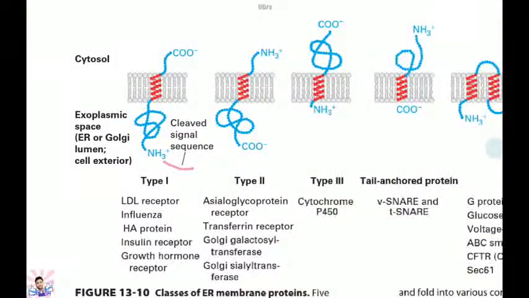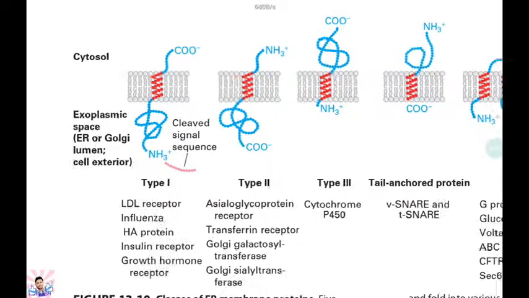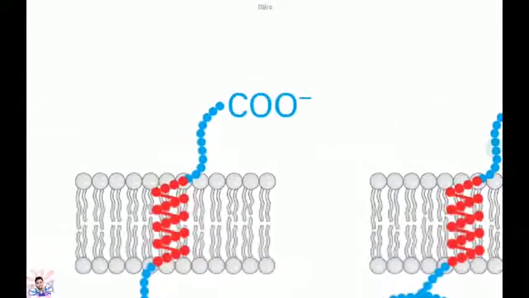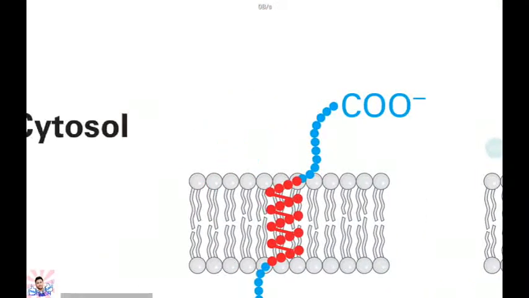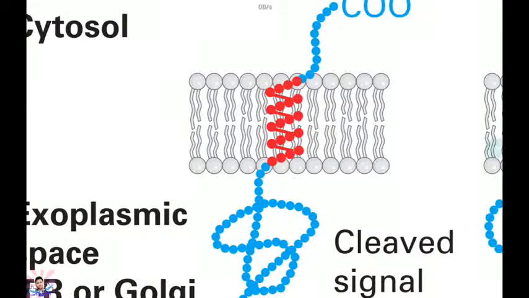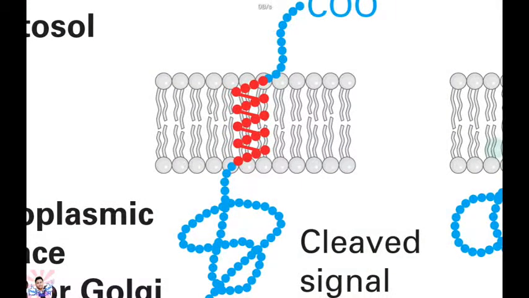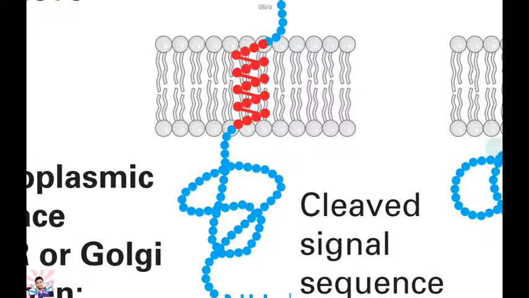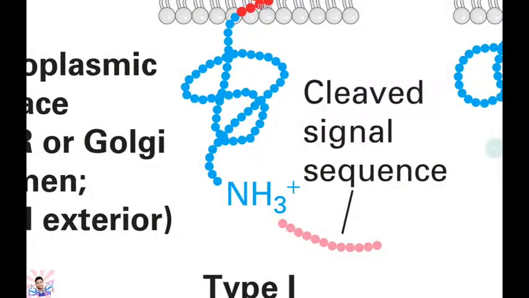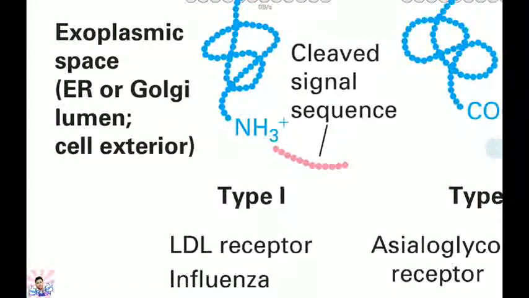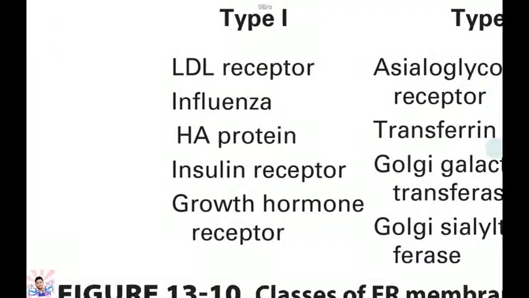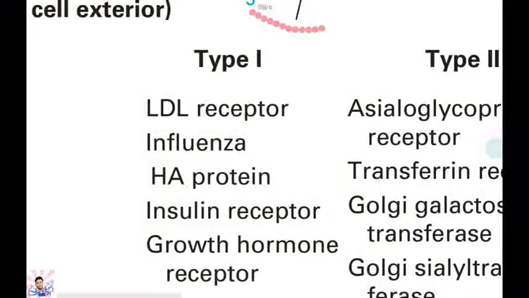The carboxyl terminal is on the cytosolic side, and the N-terminal has a cleavable signal sequence towards the endoplasmic reticulum lumen side, that is the exoplasmic space. So what is the structure indicating? A carboxyl terminal towards the cytosol, a single-pass transmembrane protein in between, with a stop transfer anchor sequence of hydrophobic regions embedded in the endoplasmic reticulum membrane, and a cleavable signal sequence with the N-terminal region towards the exoplasmic space. That is a type 1 protein. The best examples to memorize are the growth hormone receptor, influenza hemagglutinin, and the LDL receptor.